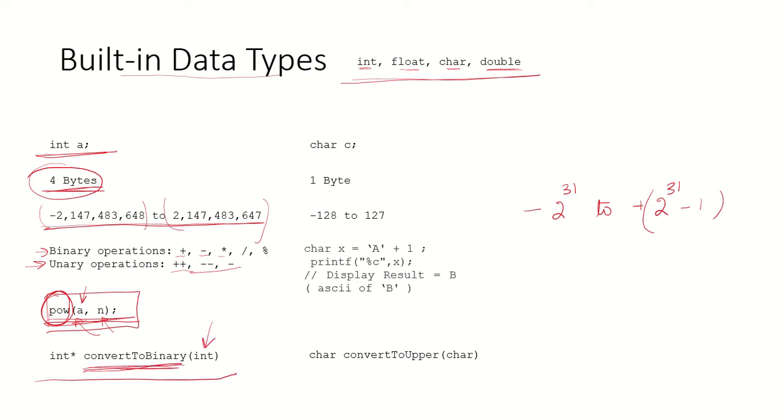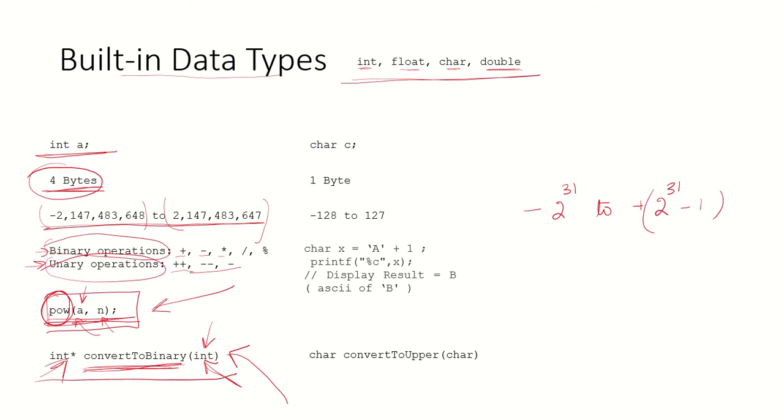So there is a user defined function like convert to binary, where an integer is an input parameter and it is giving an integer pointer as an output parameter. So we know that these integers can be used in inbuilt functions. They can be used in some user defined functions also. We can perform binary operations on this. We can perform unary operations on this also.